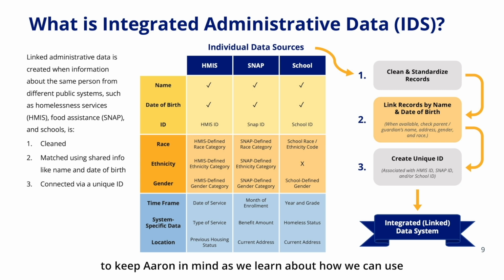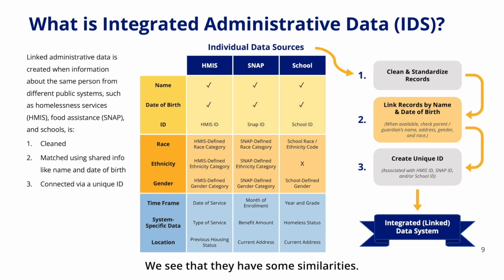Now we want to keep Aaron in mind as we learn about how we can use linked administrative data and people's stories, their own personal experiential knowledge. So first, what is integrated administrative data? Linked administrative data is created when information about the same person from different public systems, like from HMIS and SNAP and school, is cleaned, matched using info like their name and date of birth, and connected via a unique ID. The schematic here shows 3 data sources, HMIS, SNAP, and school data.